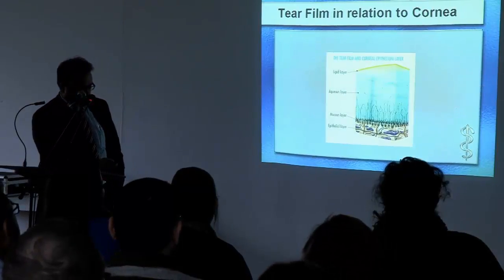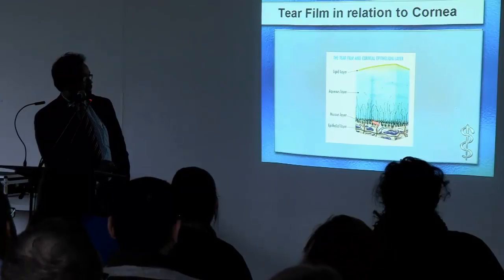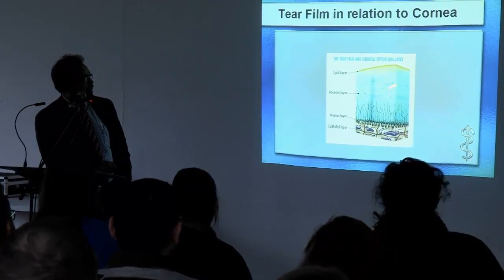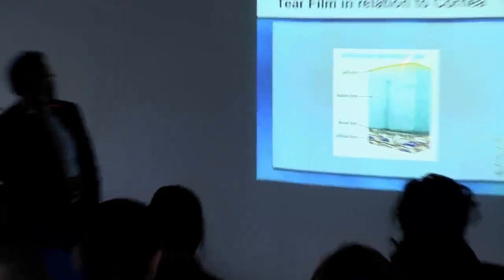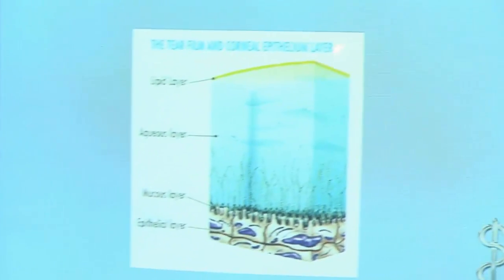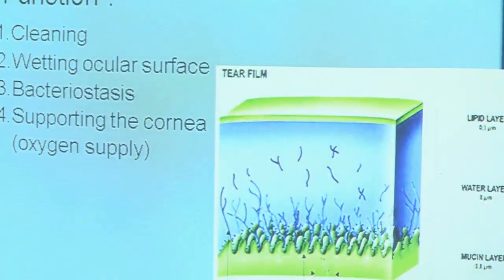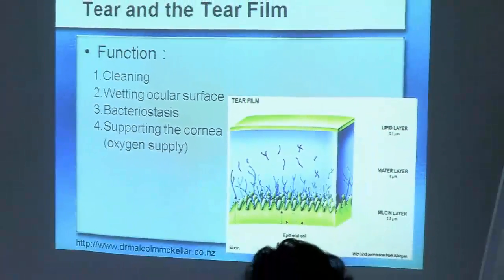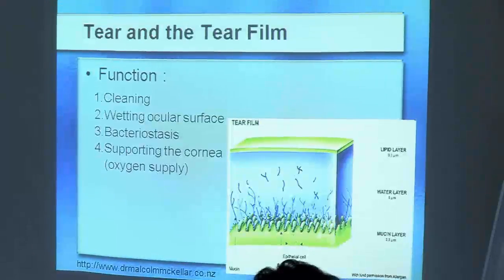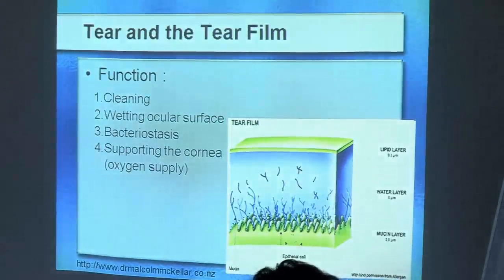So that is how it looks. This is the biggest or the thickest layer, which is the aqueous layer. That's the oily layer on top. And this is the mucus layer which holds it to the surface. So as I said, it cleans, it supports the cornea, and it takes the oxygen supply into the cornea because it doesn't have any vascular supply. And it keeps the eye comfortable.